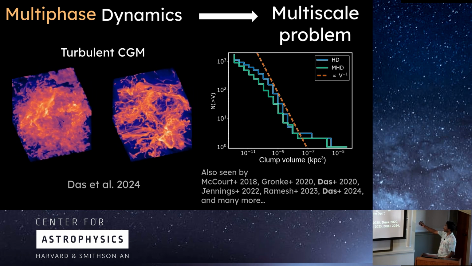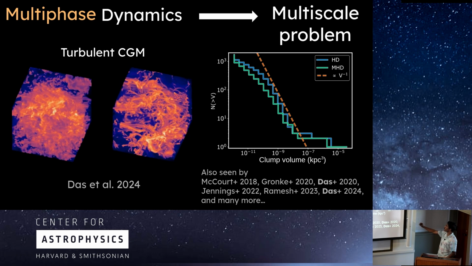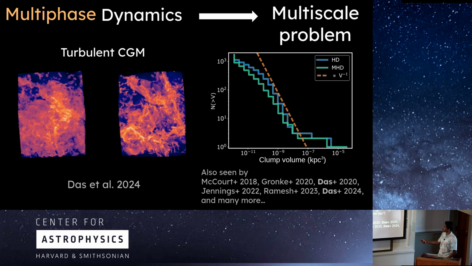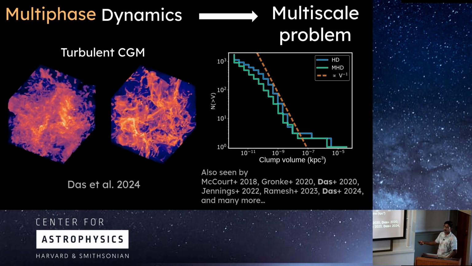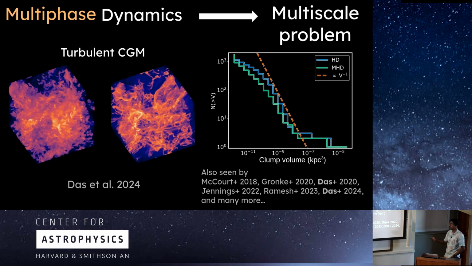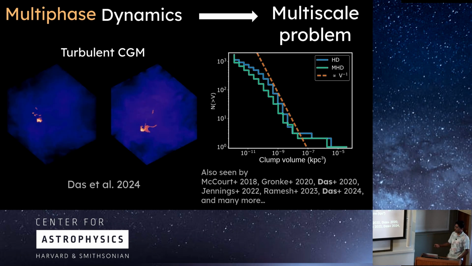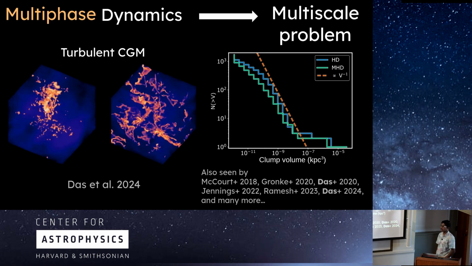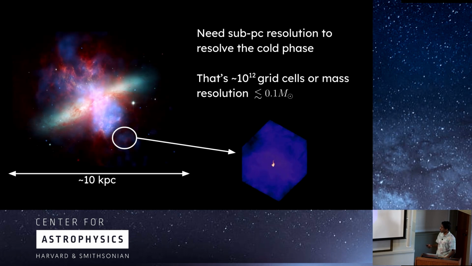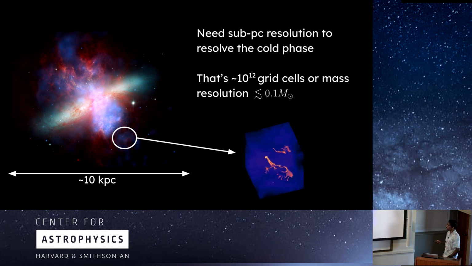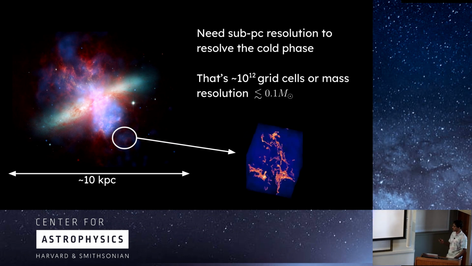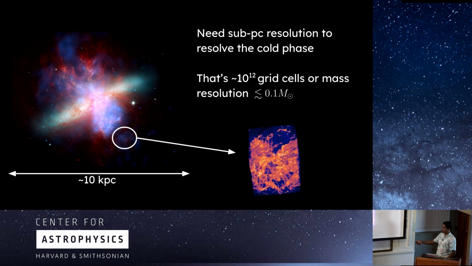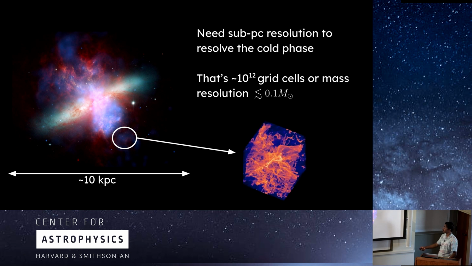Dylan also showed a similar plot that I have on the right side, where you have a clump size distribution, and the smaller you go, the more clumps you start to see, and it keeps on going. If you increase the resolution, you keep getting more and more of the small scale structure. That poses a problem if you are trying to do a larger scale simulation. For example, if you just want to simulate a galaxy with the CGM, which is 10 kiloparsecs wide.